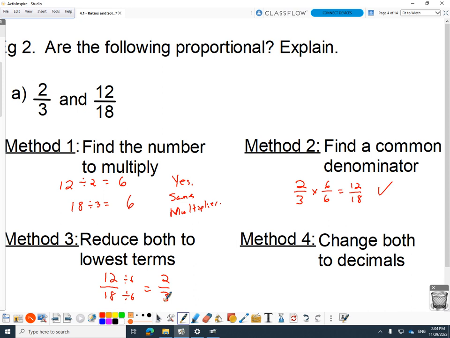Some people go to decimals, though. I'm not going to get rid of decimals and all this. Decimals have their place, and if you type into your calculator 2 divided by 3, who's got a calculator there? What do you get when you go 2 divided by 3? Nope, 2 divided by 3. Six, six, six, six. It just keeps going forever. What about 12 divided by 18? If you type that in, you get 0.66666. So you could check the decimals and see if they're the same. And they are the same decimal. So I'm not leaving decimals out of this discussion. I'm just saying it's one of the 4 possible methods that are available.